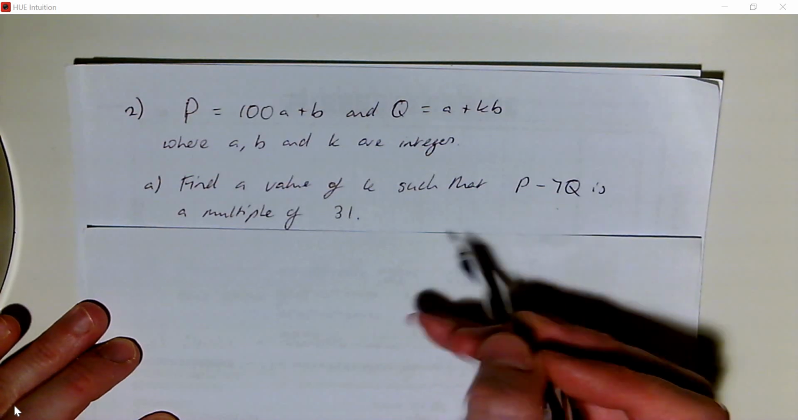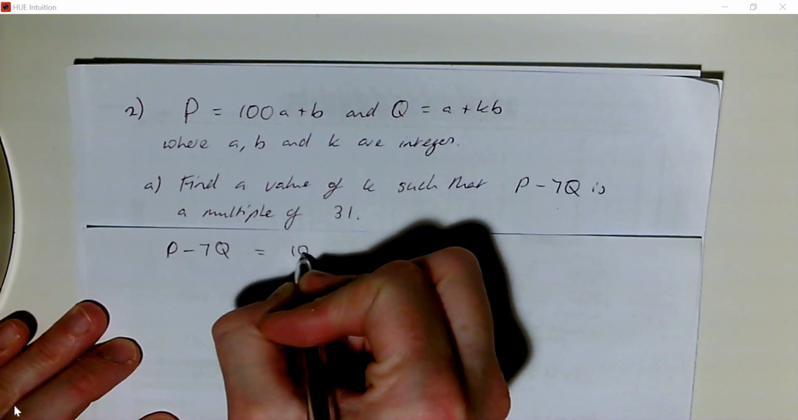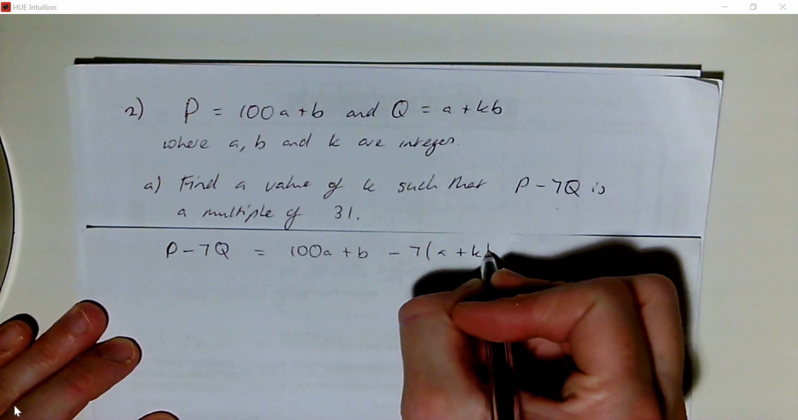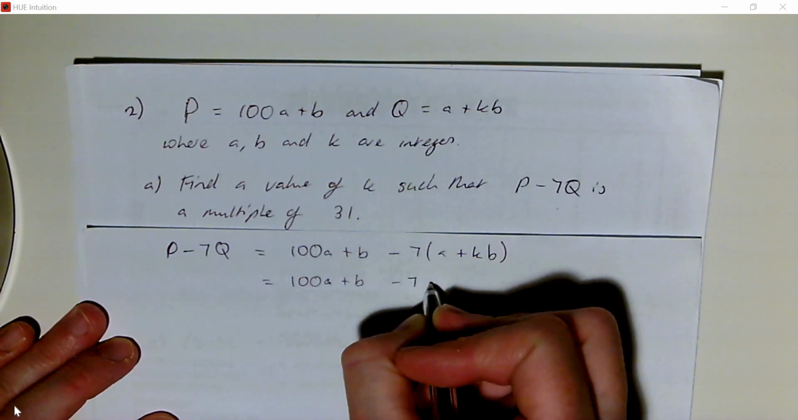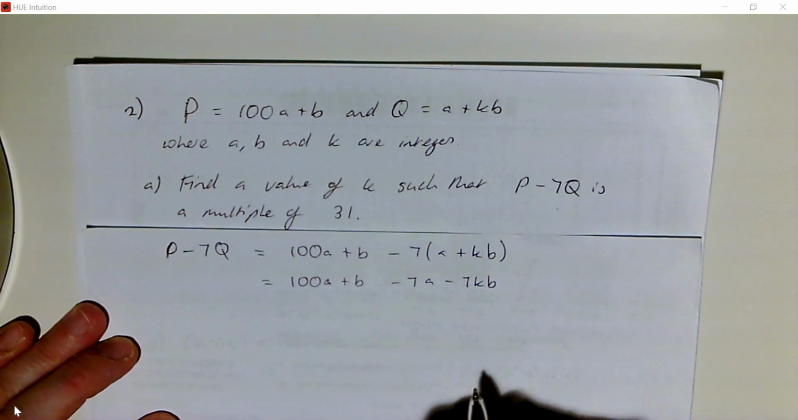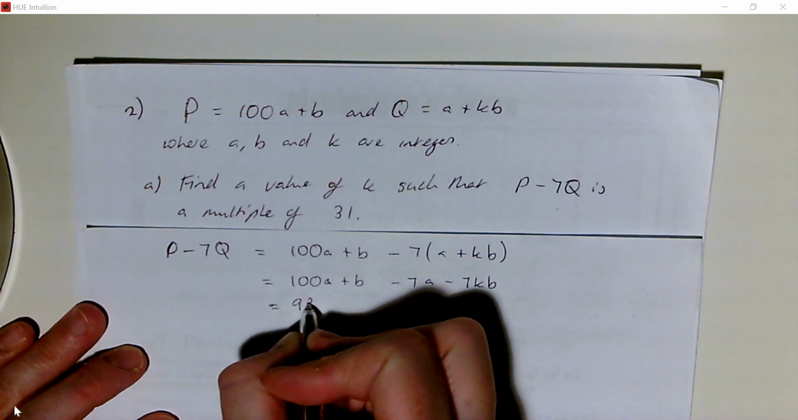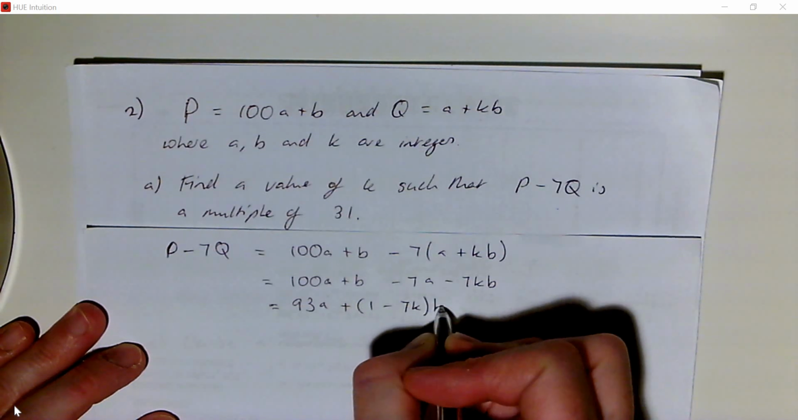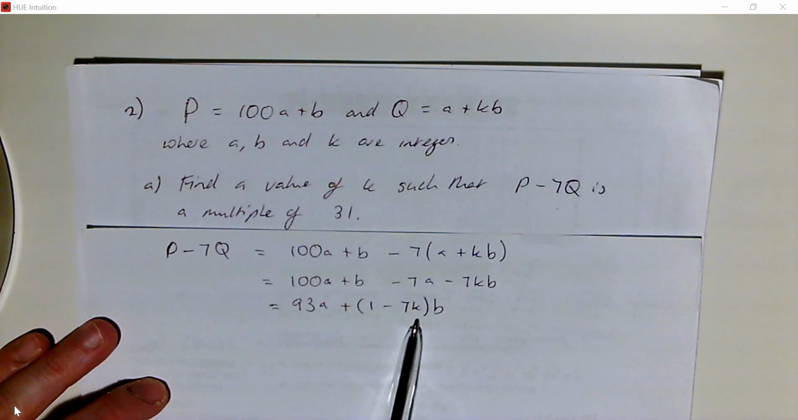So we do what it says. We work out what P minus 7Q is, by substituting in the expressions that we've got. And then we're going to expand brackets because that's kind of what we do when we see this sort of algebra. And then we're going to collect like terms. We're going to collect together the terms of A and then the terms of B. So that gives us 93A, and then we've got 1 minus 7K times B. So 93 is 3 times 31, so that's great. Now this 1 minus 7K, we need it to be a multiple of 31.